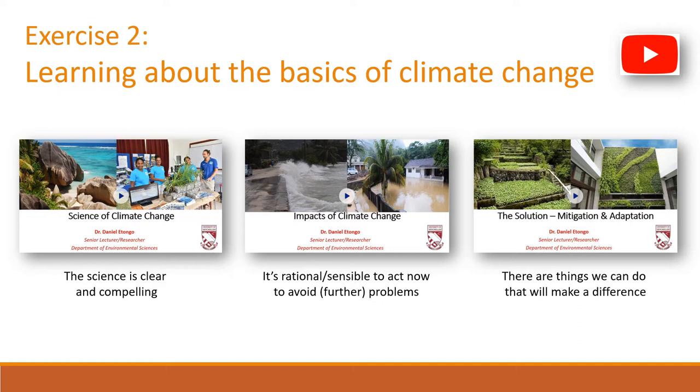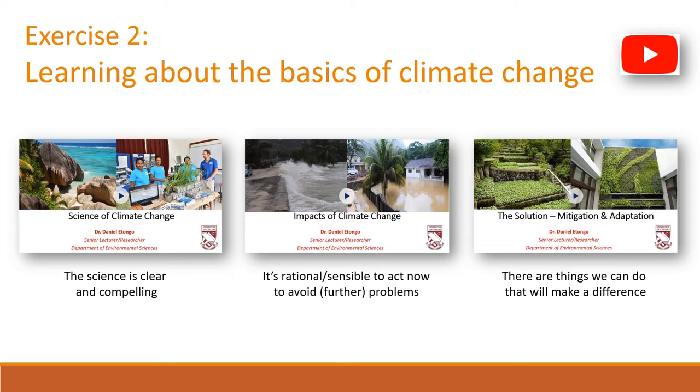And then the third lecture is focused on the possible solutions, and it essentially tells us that there are actually things we can do, both to reduce the problem from the front end, addressing the causes, which we call climate mitigation or greenhouse gas emission reductions. And we can also do a whole number of things to prepare for the impacts and to reduce them, to minimize them as much as possible, or possibly even take advantage of some of the new opportunities it brings. That's what we call adaptation. So the science is clear. It's rational and sensible to act now to avoid further problems, and there is actually something we can do.